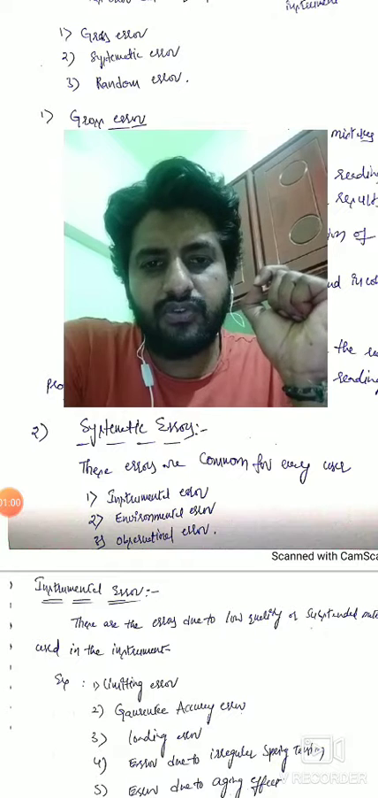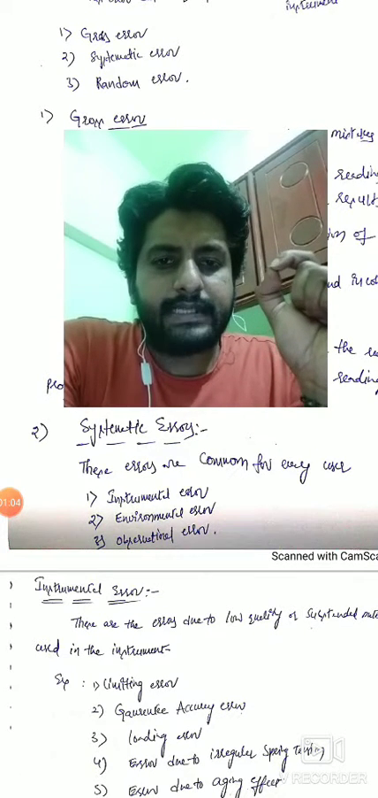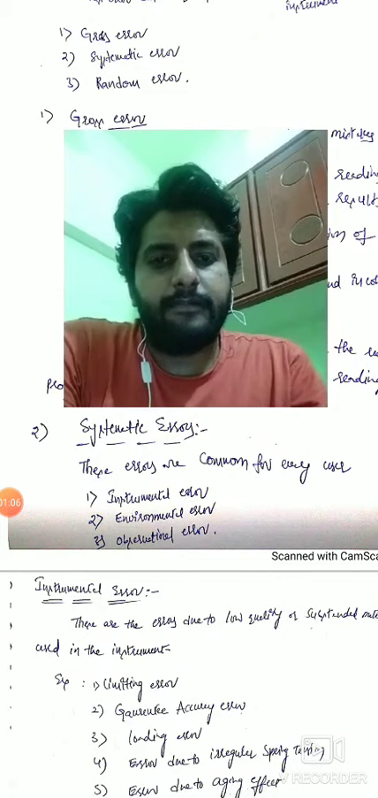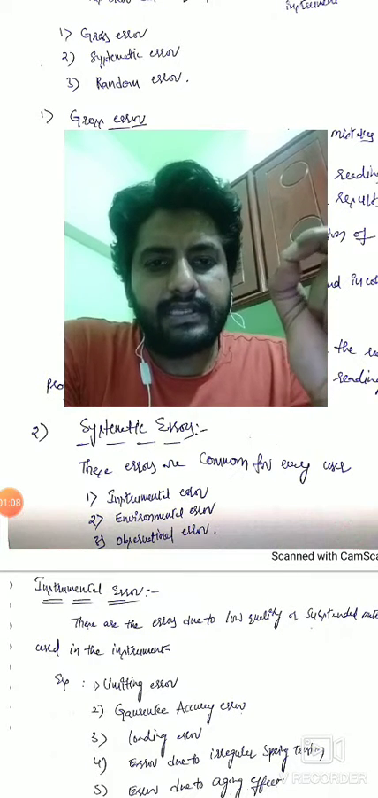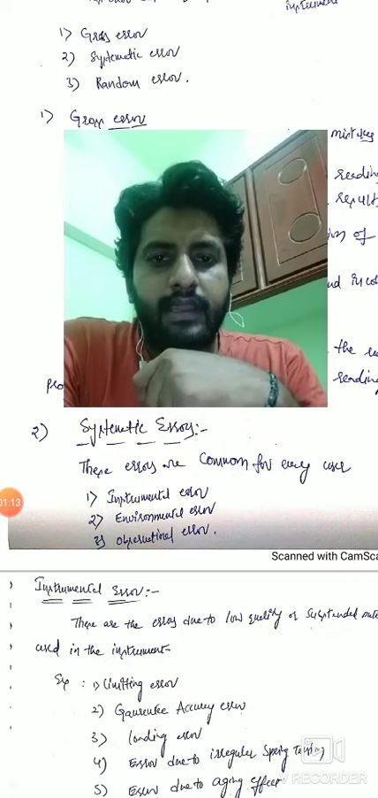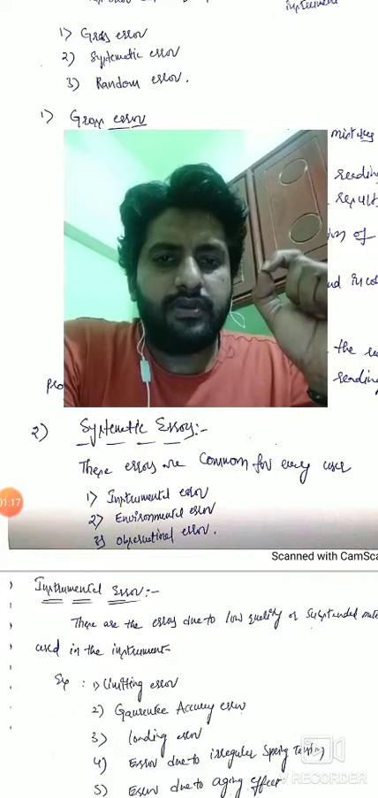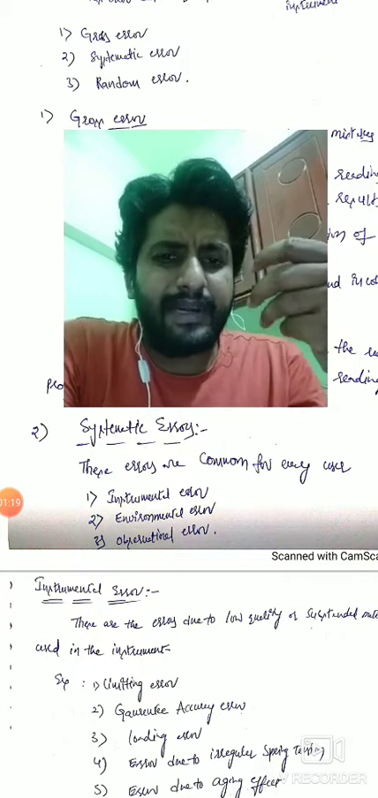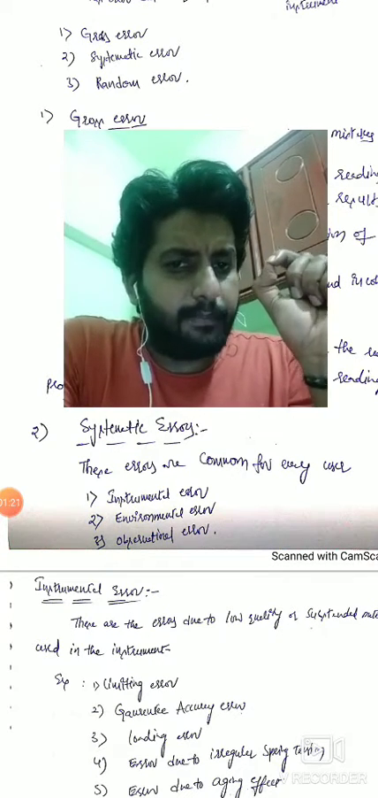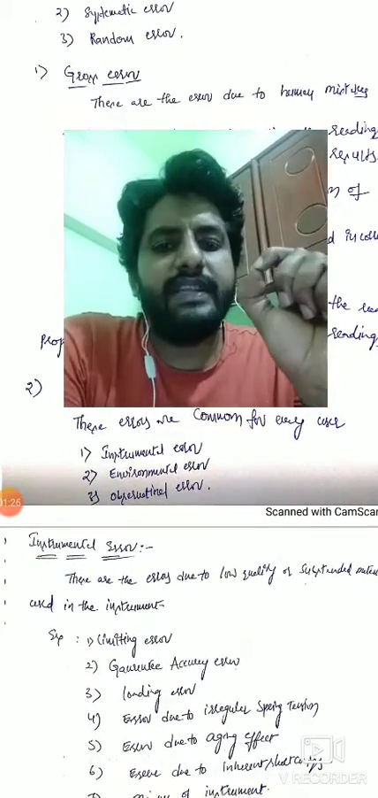Limiting error is equal to full scale reading by true value into percentage of accuracy at full scale. If it is a percentage of accuracy at full scale, we can call it a guaranteed accuracy error. If a percentage of accuracy is defined for a particular measured value, then we can call it a limiting error.